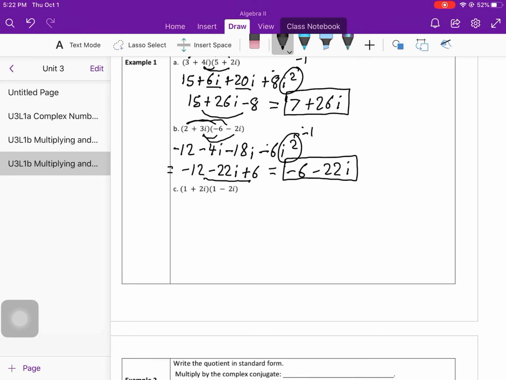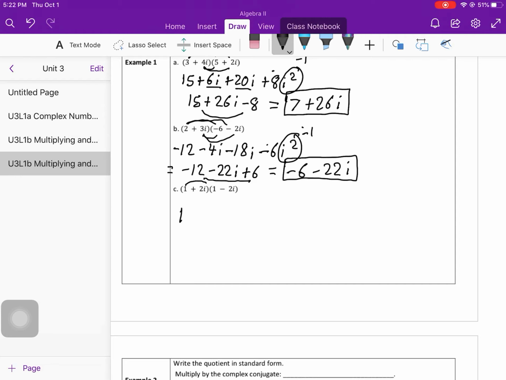Last one here. Now notice, this is what we call multiplying binomials because there's two terms inside the parentheses. So 1 plus 2i and 1 minus 2i. If you remember, this is called a difference of squares. And it has a special product.